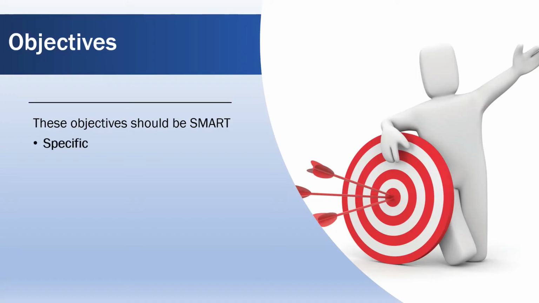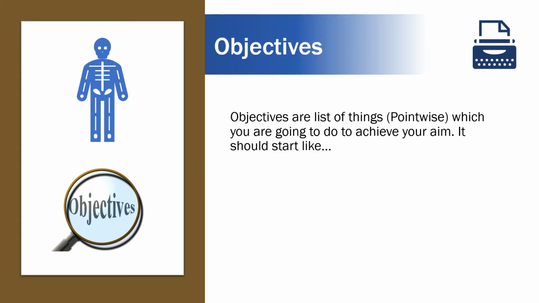Now moving to the objectives. The objectives of your study should be SMART: specific, measurable, attainable, relevant, and time bound. So what is the difference between aim and objective? The aim is what you want to do. Objectives are a list of things, point-wise, that you are going to do to achieve your aim, and they visualize the sequence of each step of your research.